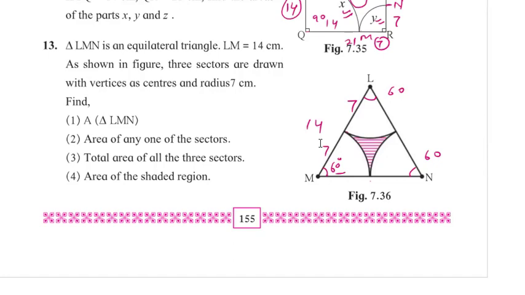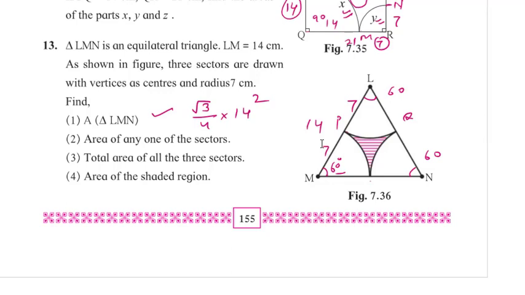So we have 3 sectors and each sector has same theta, same radius. So I can easily calculate area of sector. I will name this point as PQ something. So it is area of sector LPQ, like that. Now I have to find area of first triangle LMN. For equilateral triangle, area of triangle is root 3 upon 4 into side square. So side is 14. So this is my area of triangle LMN.